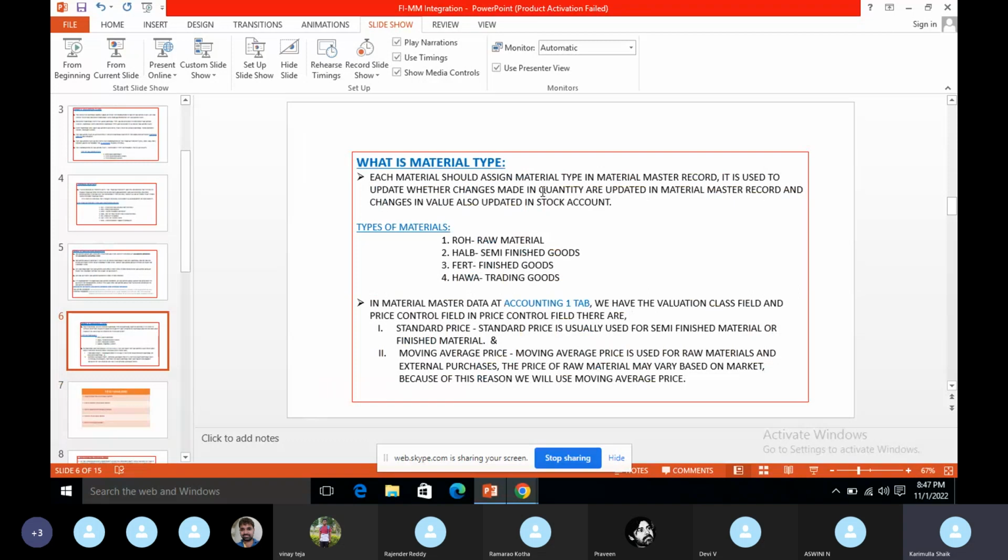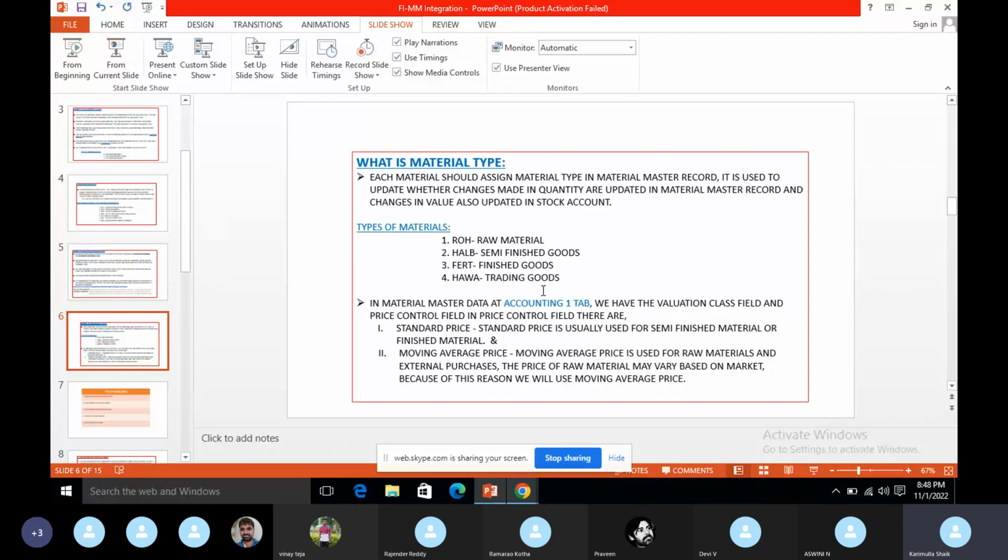What is material type? Each material should be assigned a material type in the material master record. It is used to determine whether changes made in quantity are updated in the material master record, and changes in value are also updated in stock. The different types of materials we have are ROH, which refers to raw material, HALB is semi-finished goods, FERT is finished goods, and HAWA is for trading goods.